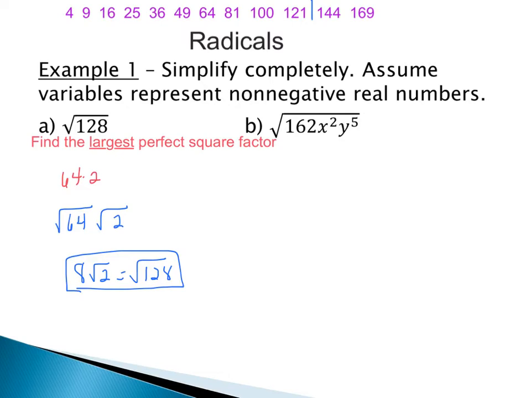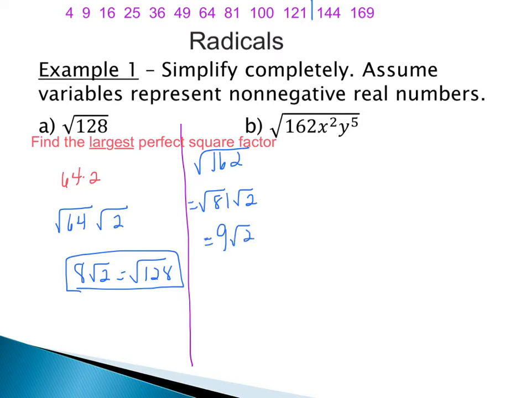So continuing on to part B, we have a few things going on because we have the square root of 162 x squared y to the 5th. Since we haven't talked about exponents yet in variables, I'm going to work through this in a few different pieces. First, based off of what we just did, I want to figure out what the square root of 162 is. Following the steps that we just took, you can go back up and look at your perfect square list and ask, what's my largest perfect square that goes into 162? And that's 81. So I can break down 162 into the square root of 81 and the square root of 2.